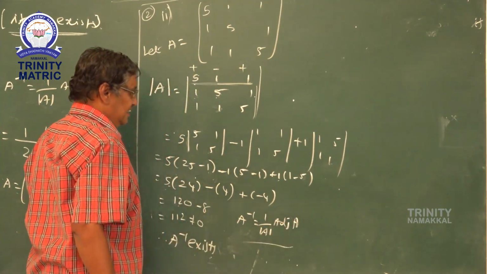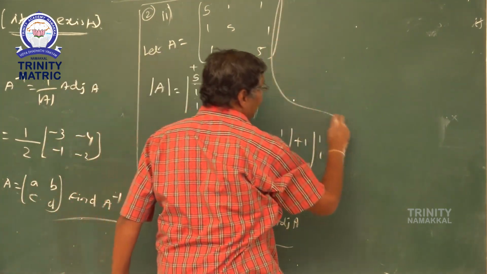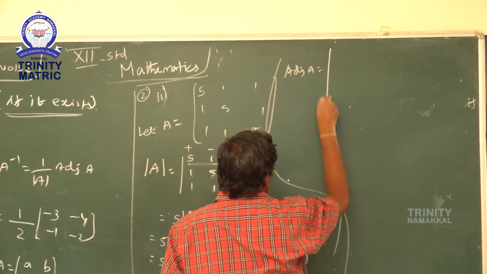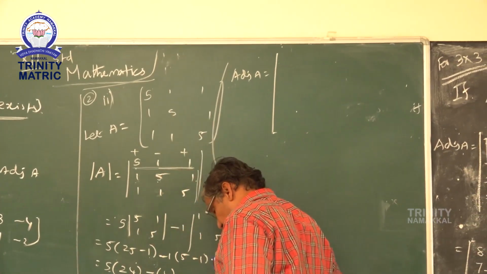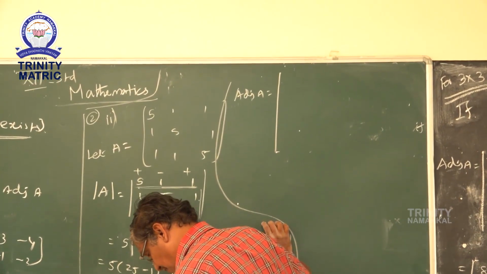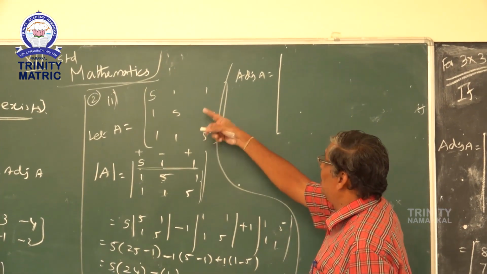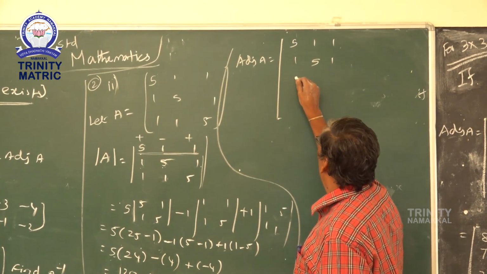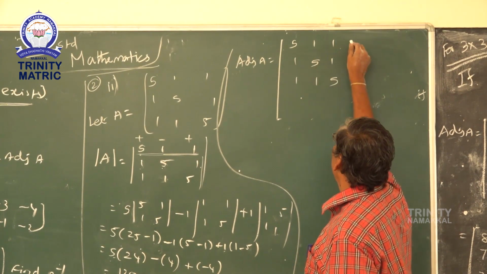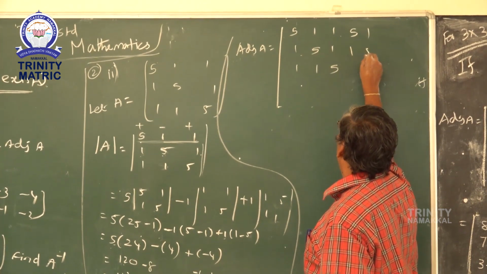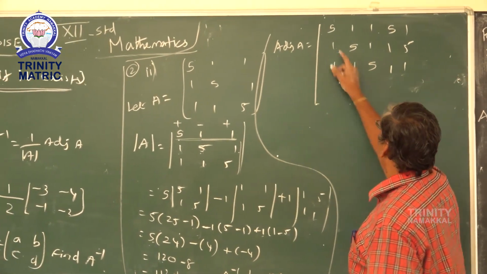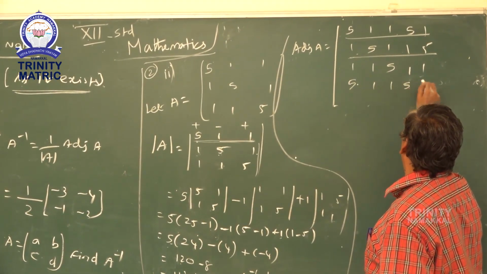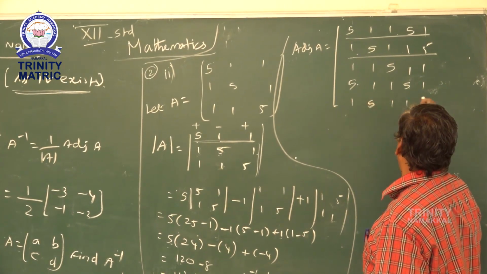You know how to find adj A. How will you find adj A? What is the shortcut I said to you? You have to write that matrix as, so write the matrices. What is this matrix? 5, 1, 1, 1, 5, 1, 1, 1, 5. Again you should write 5, 1, 1, 5, 1, 1. Again you should write these two rows. What is that? 5, 1, 1, 1, 5, 1, 1, 5, 1, 1, 5.